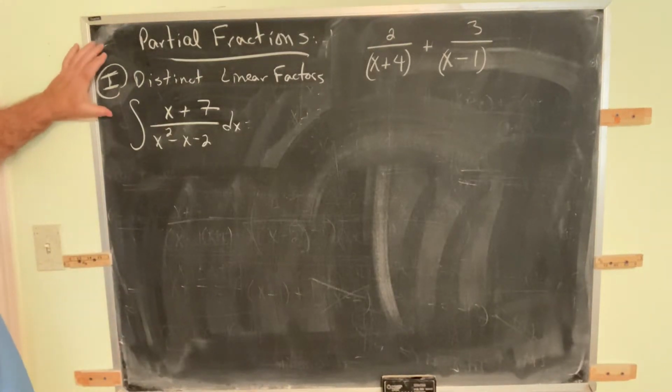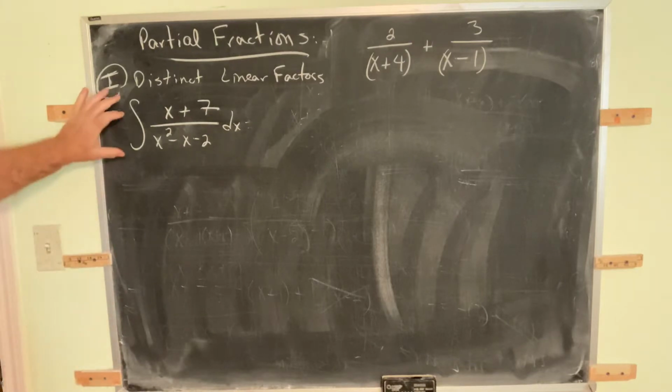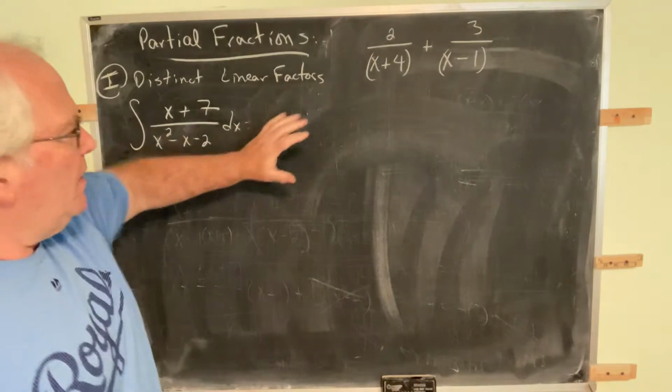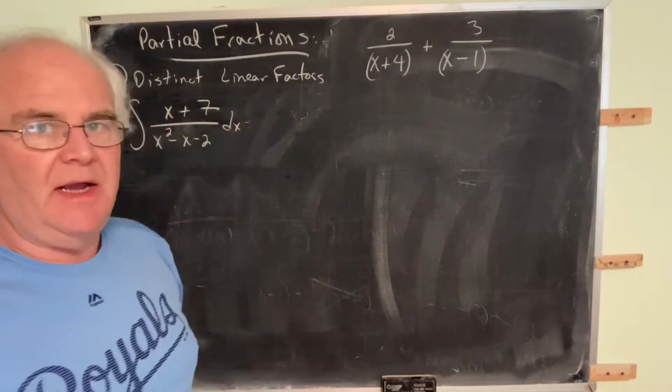All right, our first example of working with partial fraction decomposition is this guy. We have x plus 7 divided by x squared minus x minus 2. That's the antiderivative with respect to x. And to really understand what's happening here, I want to take just a quick look back at some of your glory days in basic algebra.